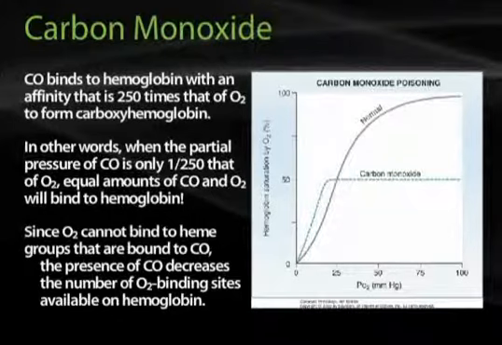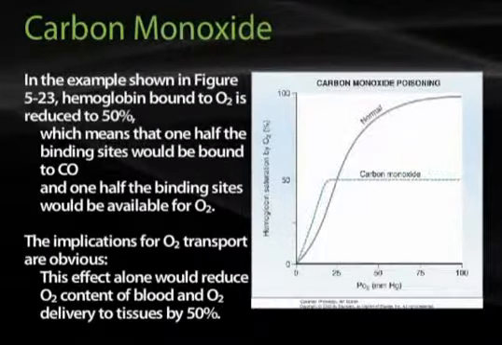Carbon monoxide binds hemoglobin at the same site as oxygen, but it binds with an affinity that's 250 times that of oxygen, and we form a molecule known as carboxyhemoglobin. So when the partial pressure of carbon monoxide is only 1/250th of oxygen, equal amounts of carbon monoxide and oxygen will bind to hemoglobin. Since oxygen can't bind to the heme groups that are taken up by carbon monoxide, the presence of carbon monoxide decreases the number of oxygen binding sites available on hemoglobin.